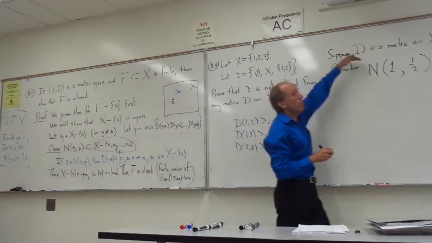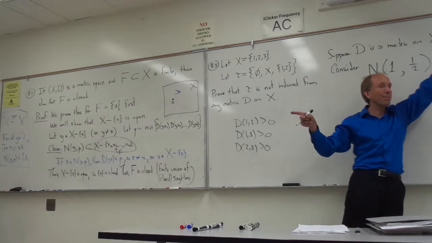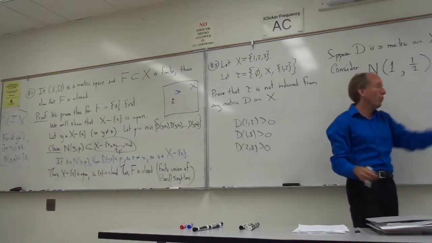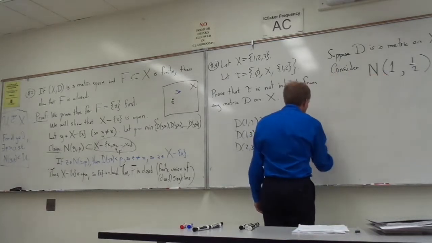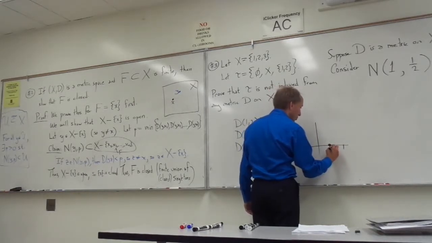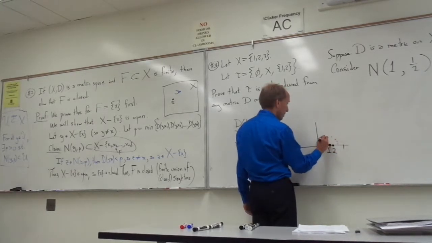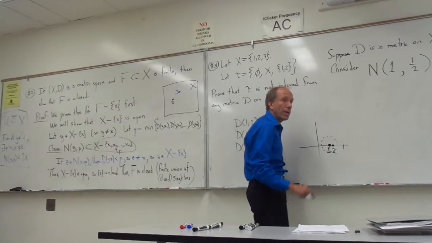I just said suppose there's a metric. I'm not saying it's the discrete metric that we were looking at before. What if the point 1 is right there and the point 2 is right there, and then you make a neighborhood of radius 1/2? You know, while 2 is inside there.